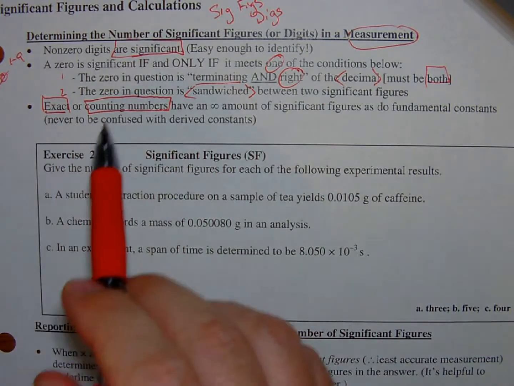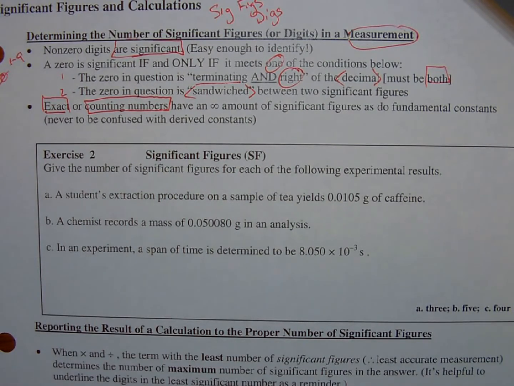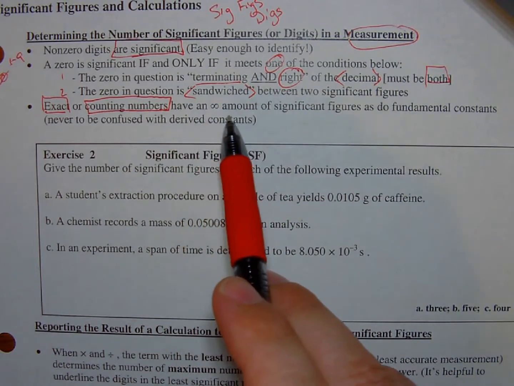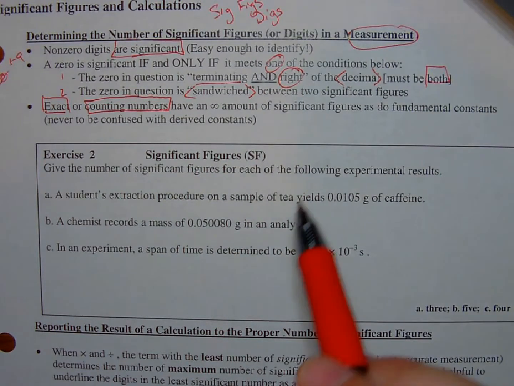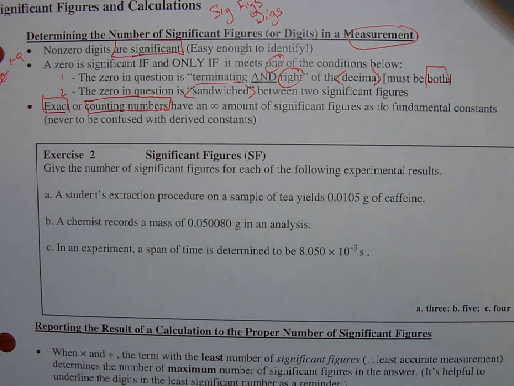So if I have an exact number or a counting number, I consider every single digit that is related in that figure to be significant. They're considered to have an infinite number of significant figures. So you can think of it as if I say I have a couple of quarters, I have 2.00000000000 off to infinity significant figures there. That's how many significant figures I have. And so do fundamental constants. A fundamental constant would be something like the acceleration due to gravity, 9.81 meters per second squared. That's considered to have an infinite number of significant figures.